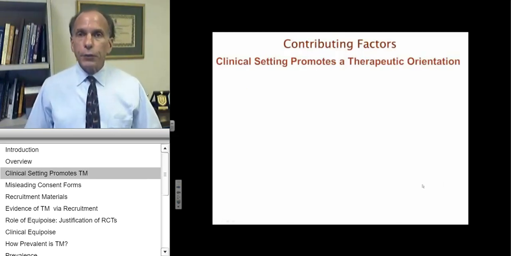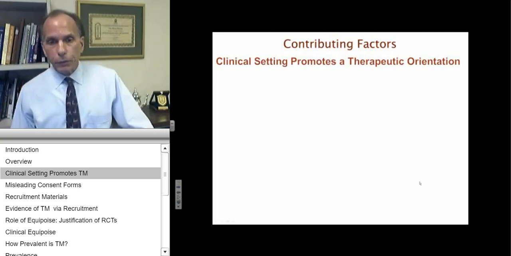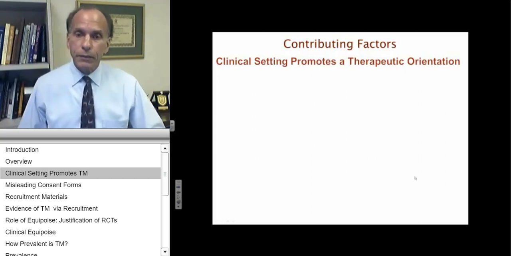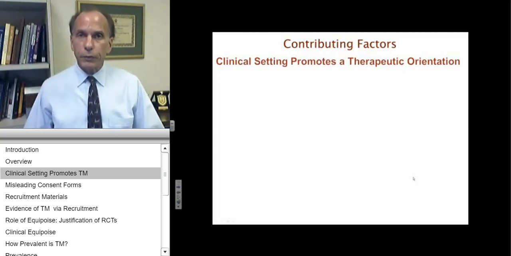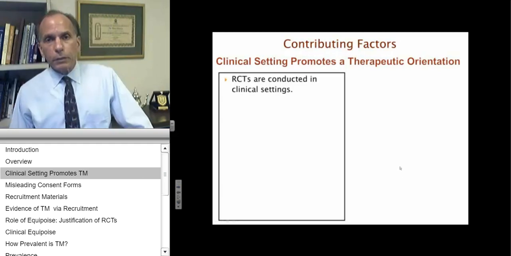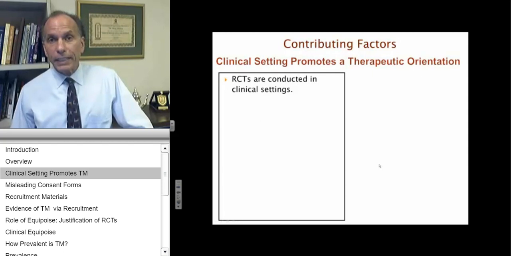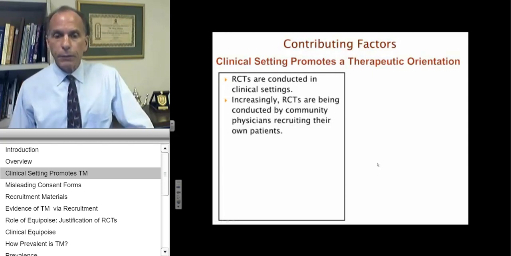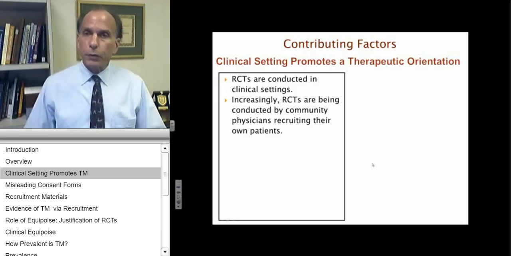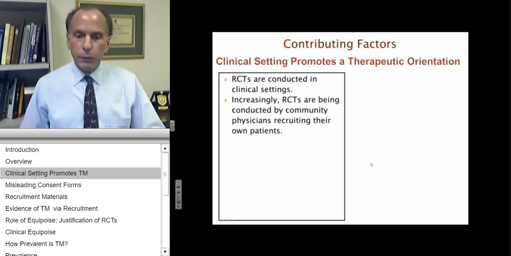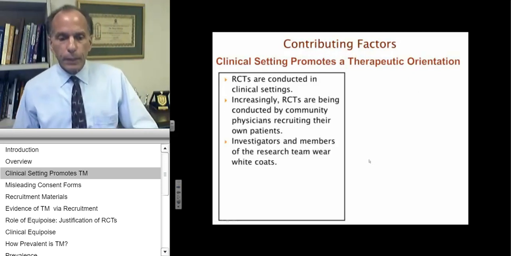Well, the major cause of a therapeutic misconception in the research study essentially comes from the fact that research occurs mainly in the clinical setting, and that clinical setting promotes a therapeutic orientation to clinical trials. Randomized clinical trials are conducted in clinical settings, not only in the academic institution, but increasingly randomized clinical trials are being conducted by community physicians recruiting their own patients.